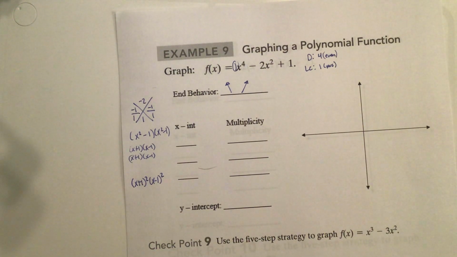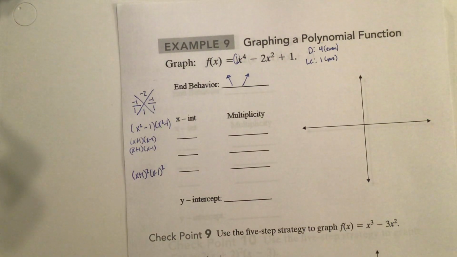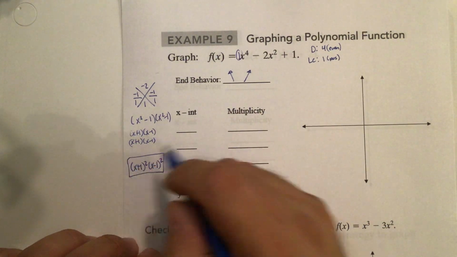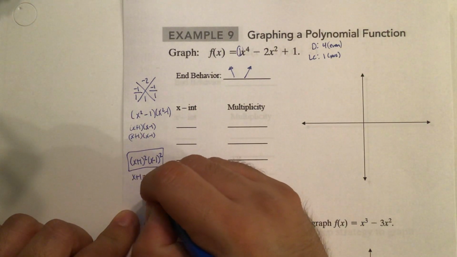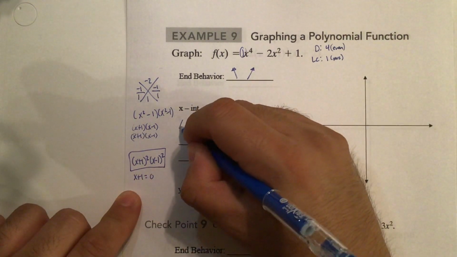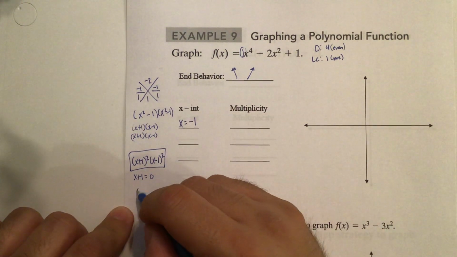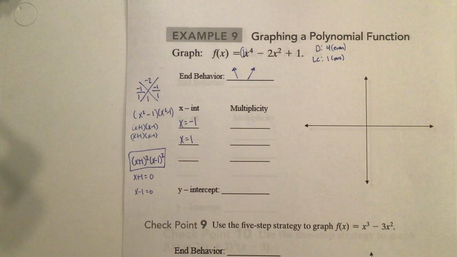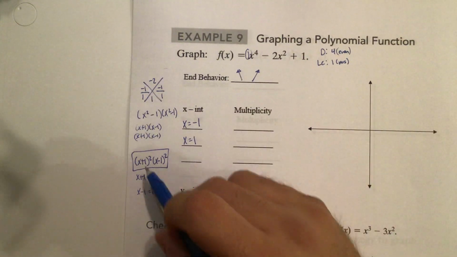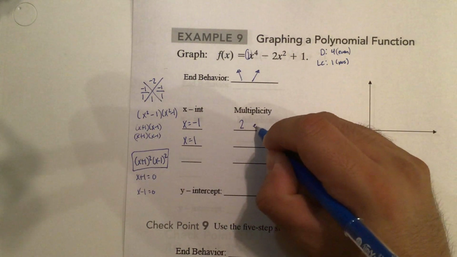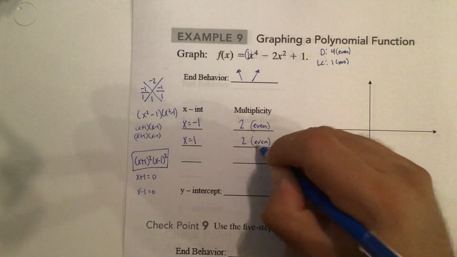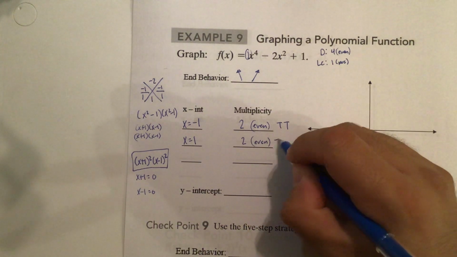Okay, so when looking at this, I can see that I actually have 2 x-intercepts. So for the first one, we're looking at this right here. So if I took x plus 1 and set that equal to 0, I would get x equals negative 1. And for the other one, if I took x minus 1 and set that equal to 0, I would get x equals positive 1. All right, for my multiplicity, for the first one, it was squared, which is even. And the second one was also squared, which is even. So pretty much even means it's going to touch and turn for both of them.